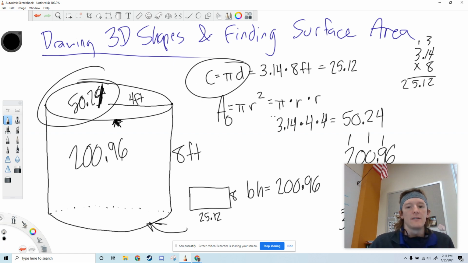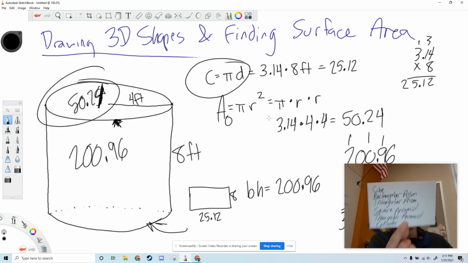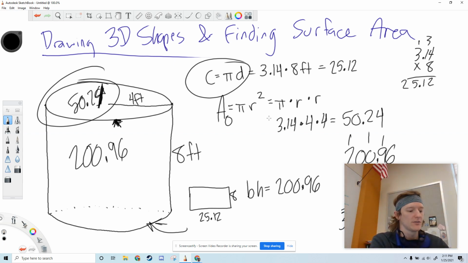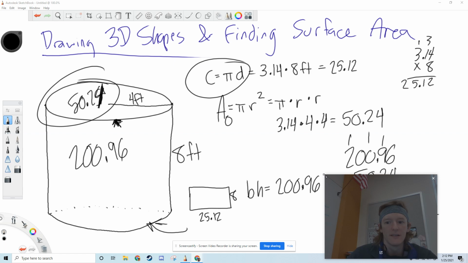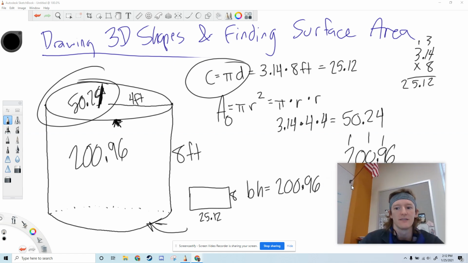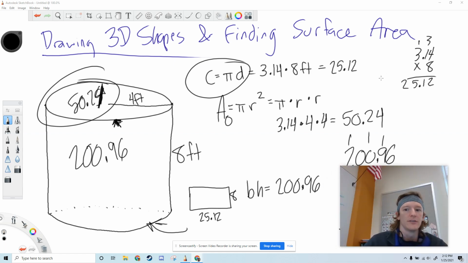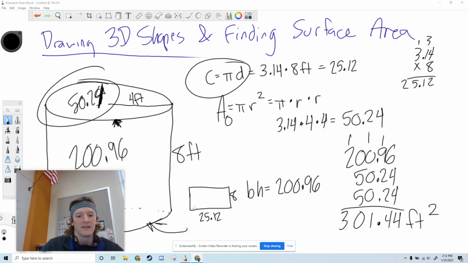So we've drawn 6 3D shapes. We've looked at their faces. We've looked at their sides. We've found the area of each of those and added them all together. So I'm going to need pictures of all of your drawings. There's 6 of them, including your work to find the area.